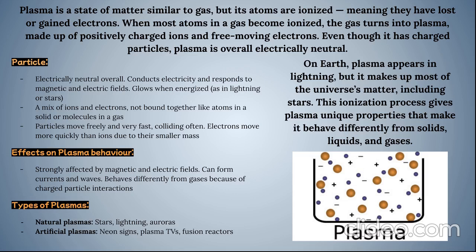Its particles move freely and extremely fast, with electrons moving more quickly than ions because of their smaller mass, and they collide often. These charged particles make plasma behave differently from gases, forming currents and waves under magnetic or electric influence. There are two main types of plasma: natural plasmas, such as those found in stars, lightning, and auroras, and artificial plasmas, created in neon signs, plasma TVs, and fusion reactors.